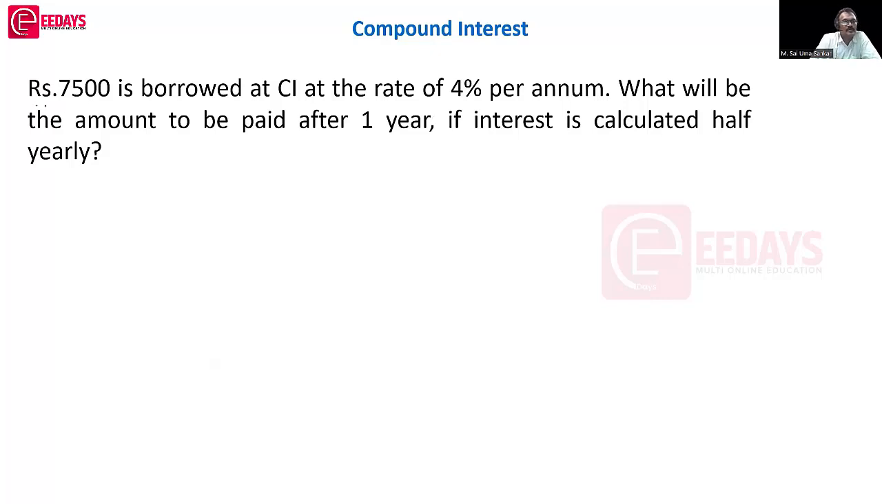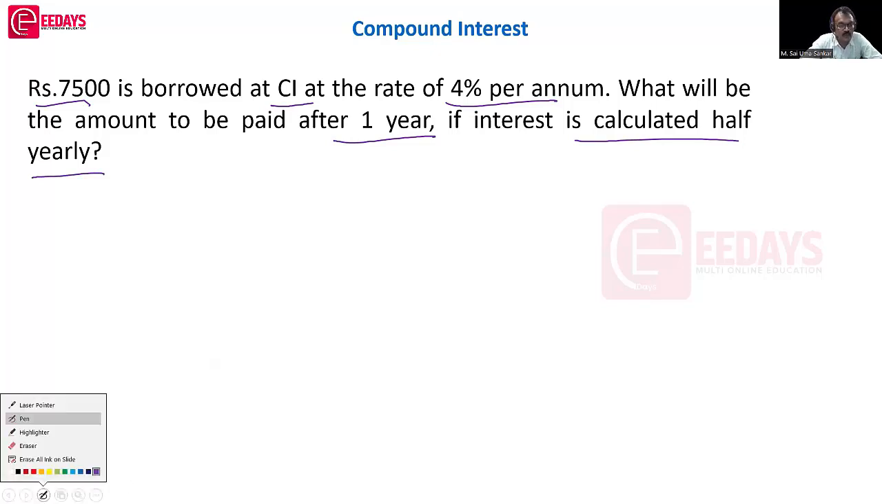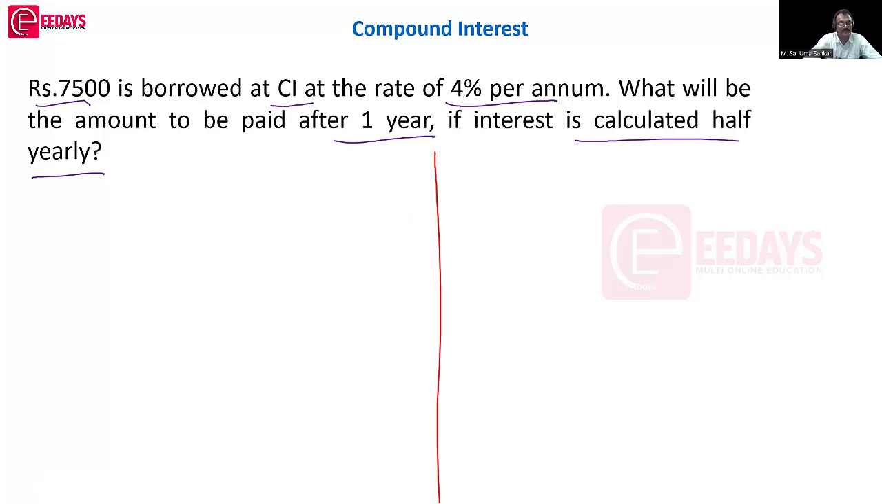Next question. Rupees 7,500 borrowed at compound interest 4% per annum. What will the amount be paid after 1 year if interest is calculated half yearly? Now I am going to explain in two cases. One is using formula and the second one is without using formula. Now come to the formula. What is the formula? Interest being calculated half yearly, so what is the total amount? A is equal to P into 1 plus R by 2 by 100, whole to the power of 2n.